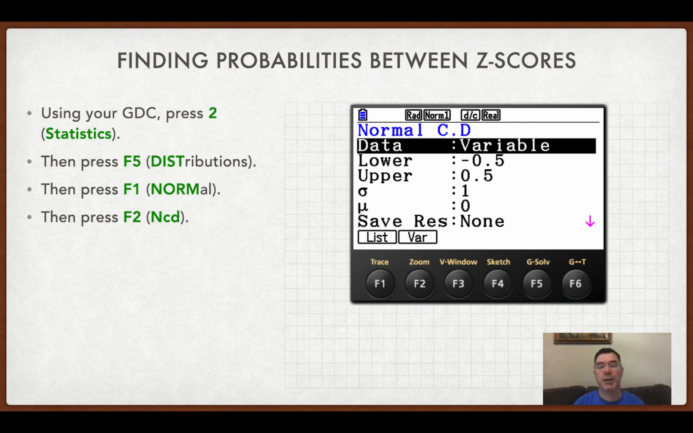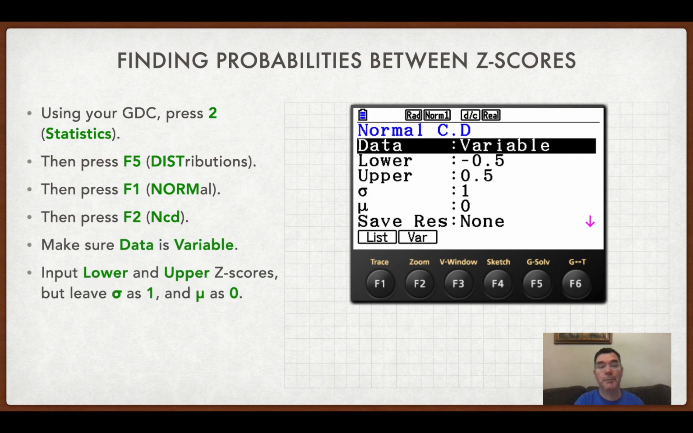Let's say I wanted to know what percentage of the data was within half of a standard deviation of the mean. So my lower would be -0.5 and my upper would be 0.5 because I want to know what's within negative half a standard deviation and positive half a standard deviation of the mean. I make sure that my data is variable. I put in the lower and upper of -0.5 and +0.5.